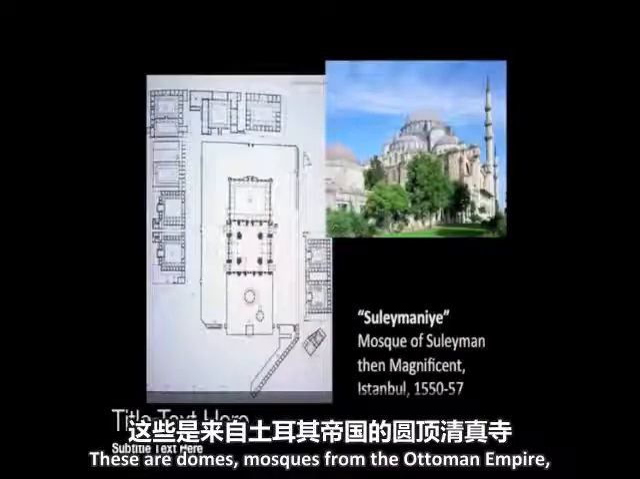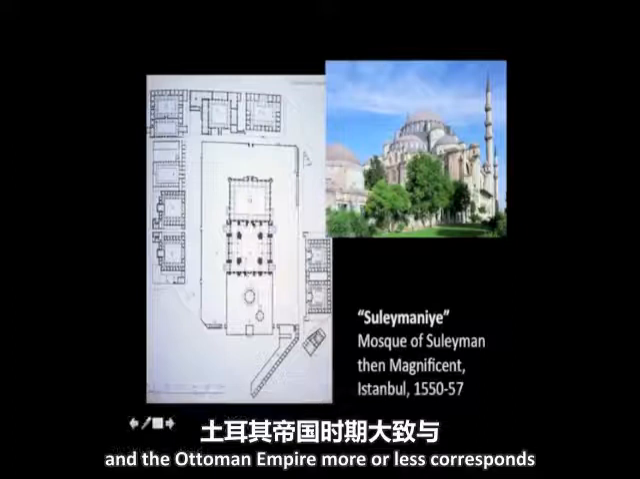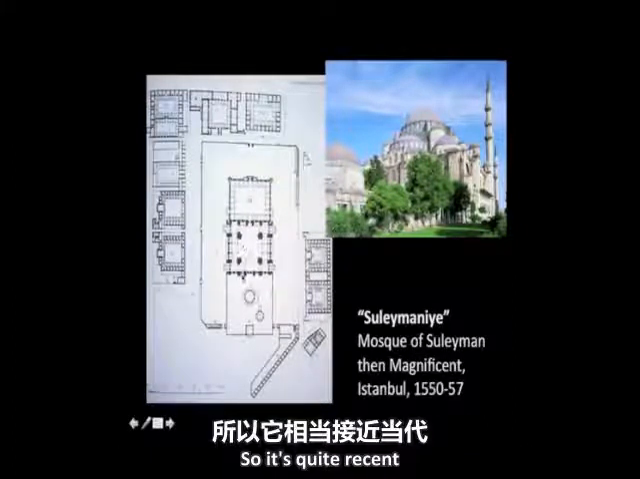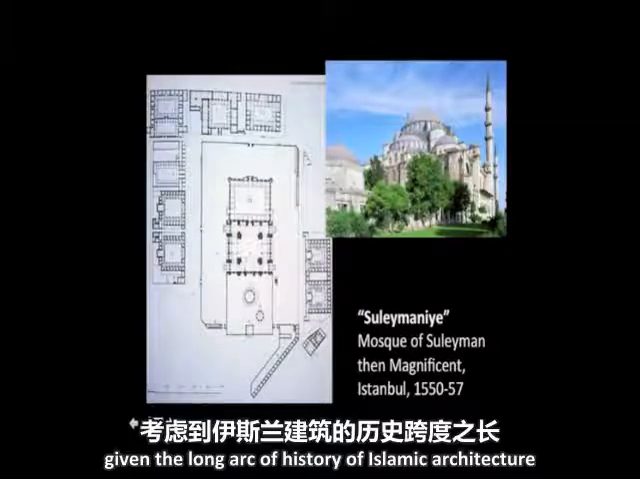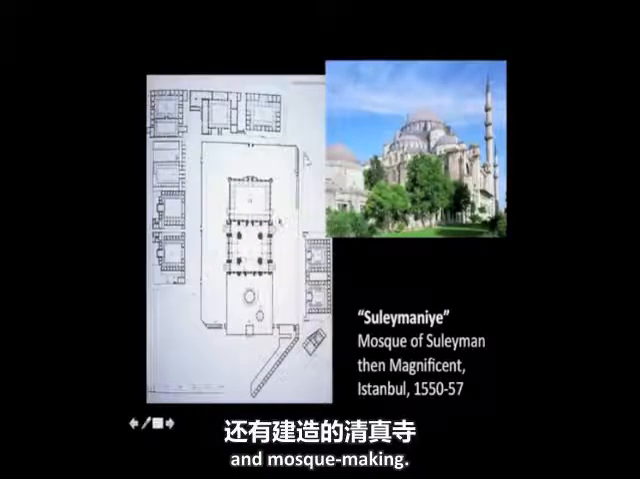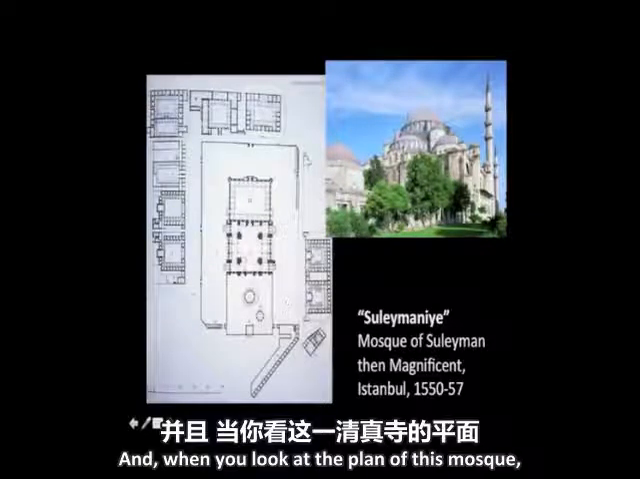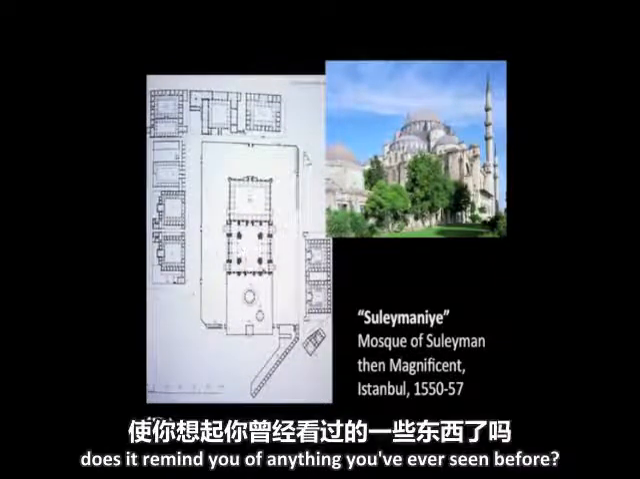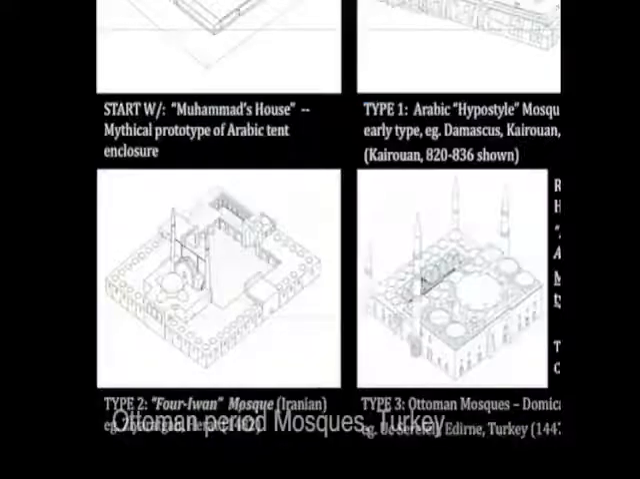These are domes, mosques from the Ottoman Empire. And the Ottoman Empire more or less corresponds with the Renaissance in terms of dates. So it's quite recent, given the long arc of history of Islamic architecture and mosque making. And when you look at the plan of this mosque, or the cutaway axonometric of this mosque in Turkey, does it remind you of anything you've ever seen before?